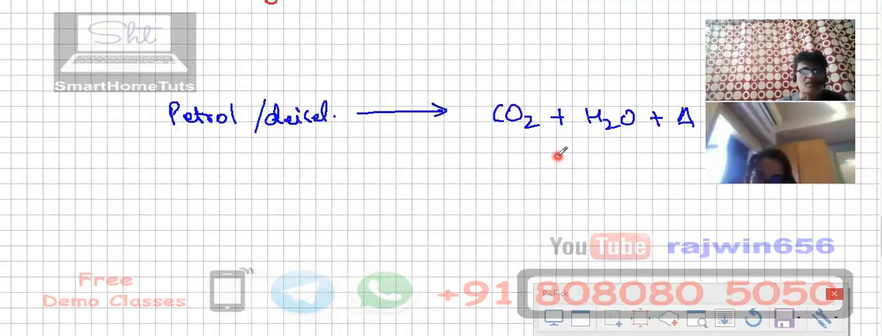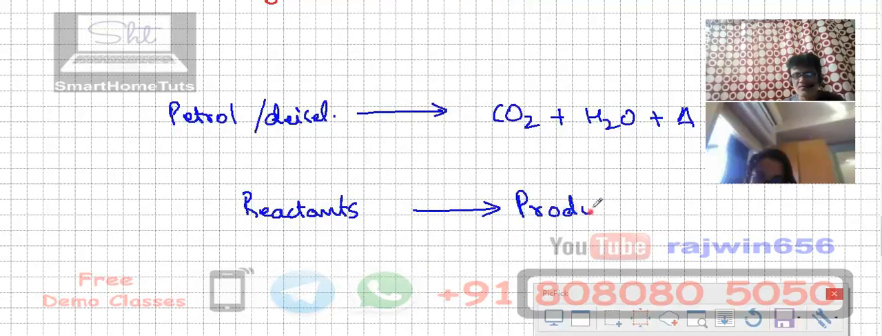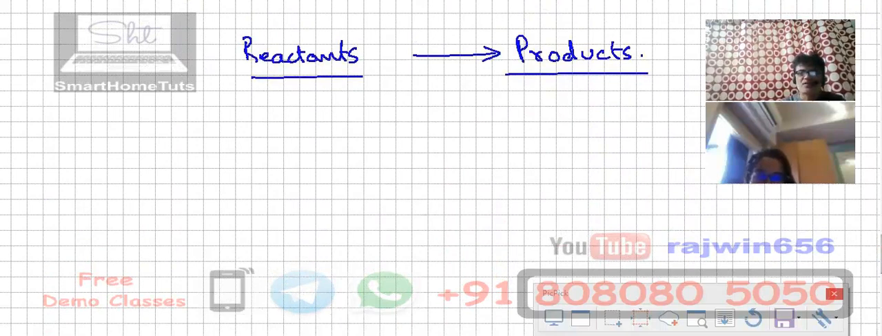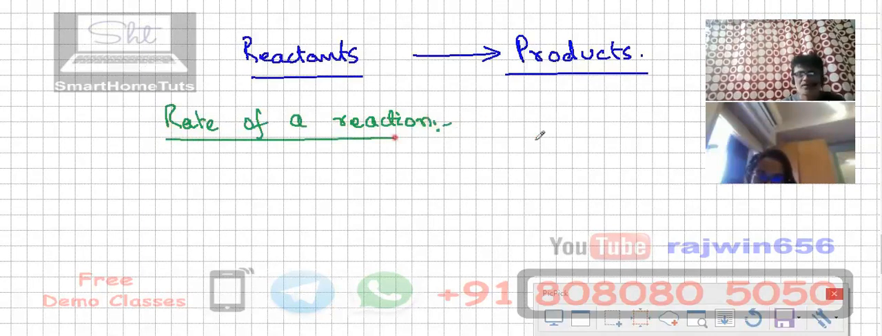This was about chemical reactions that are there. We have done what are the starting substances. We call them reactants. These substances, on chemical reaction occurring, get converted into products. Okay. Now the next definition that we are coming to is what is a rate of a reaction. Okay, rate of a reaction basically means speed of reaction.